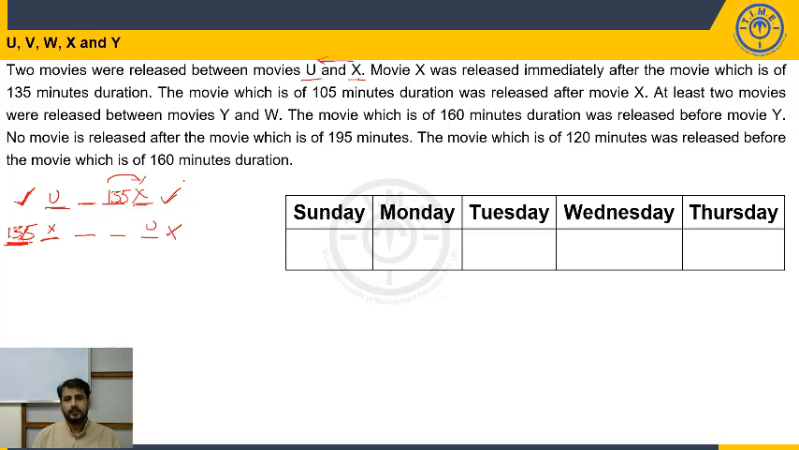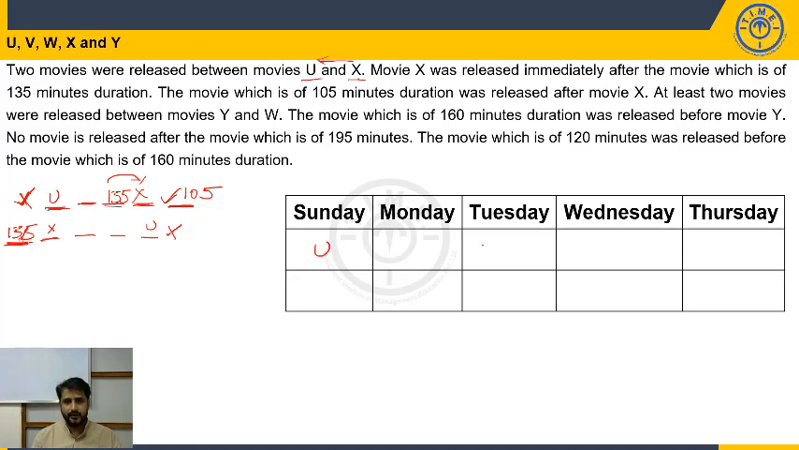That we don't know. What is given next? So we have 3 possibilities now. The movie which is of 105 minutes duration was released after movie X. So after movie X we have one more, of 105 minutes duration. So this case is ruled out. So in the 1, 2, 3, 4, 5 movie structure, how many possibilities do we have? 2 possibilities now. 4 possibilities initially, and now after going through some points, we got only 2 possibilities. So let's draw that.